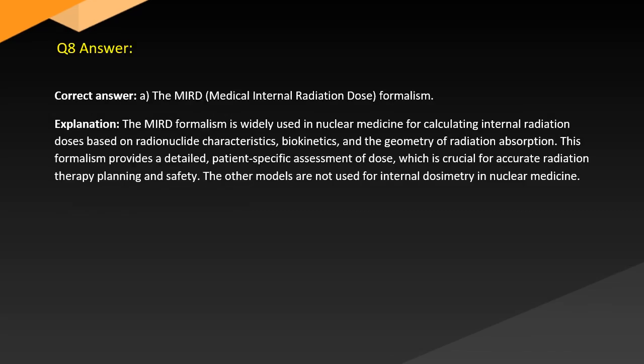Answer. Correct answer: A. The MIRD, Medical Internal Radiation Dose formalism. Explanation. The MIRD formalism is widely used in nuclear medicine for calculating internal radiation doses based on radionuclide characteristics, biokinetics, and the geometry of radiation absorption. This formalism provides a detailed patient-specific assessment of dose, which is crucial for accurate radiation therapy planning and safety. The other models are not used for internal dosimetry in nuclear medicine.